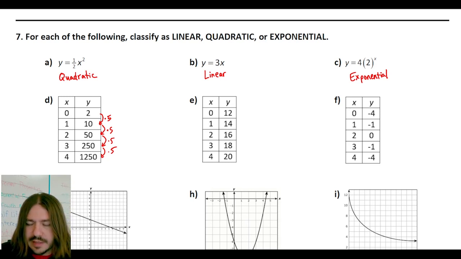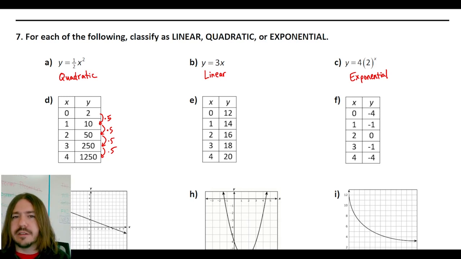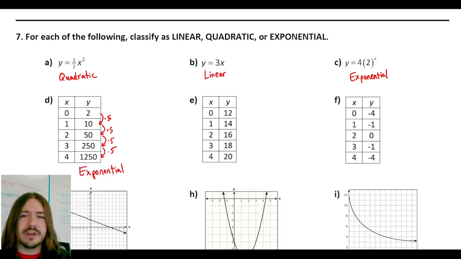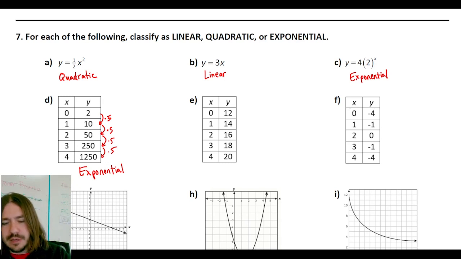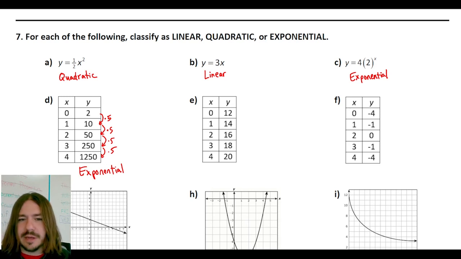This is different than a linear function, where instead of multiplying by the same number every time, you're adding the same number every time. And we see that pattern happening here in letter 7e, where to get from 12 to 14, I have to add 2. From 14 to 16 I have to add 2, and so forth. So if you're adding the same amount every time, it's going to be linear. If you're multiplying the same amount every time, it'll be exponential.